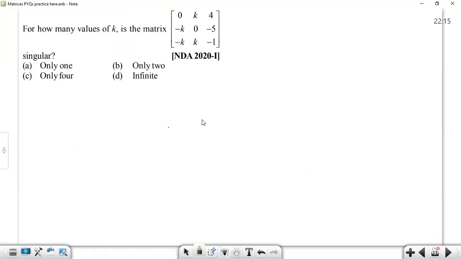The next question: for how many values of K is the given matrix singular? For a matrix to be singular, we need to find the values of K because there is a variable in the matrix. So we are going to equate the determinant of the given matrix to 0, and then we'll discuss the values of K.